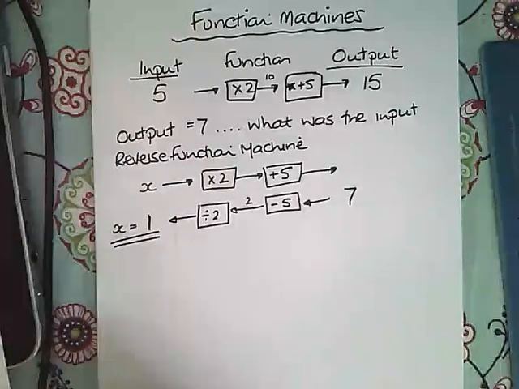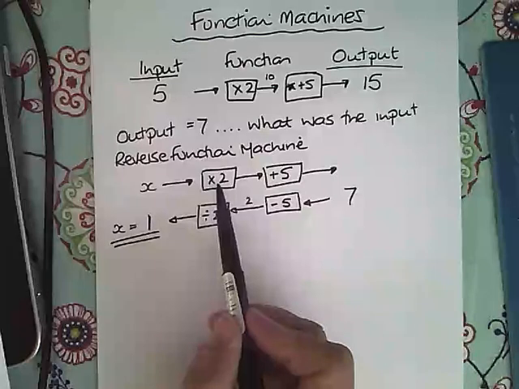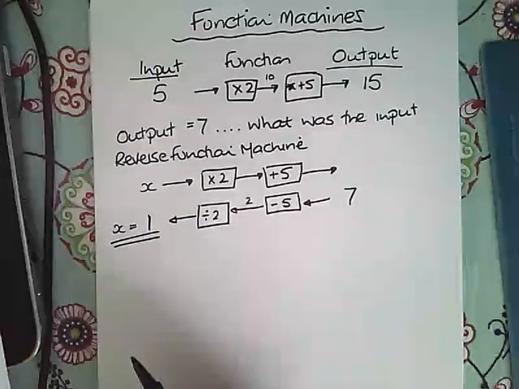You don't have to do a quick check, but in this case, because I'm showing you how to do it, if I put 1 in, 1 times 2 is 2. Add 5 would give me 7, which was the output I was told about.